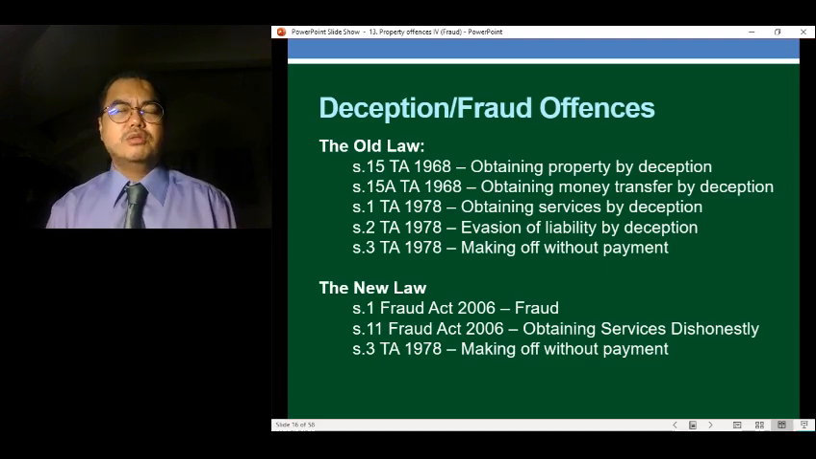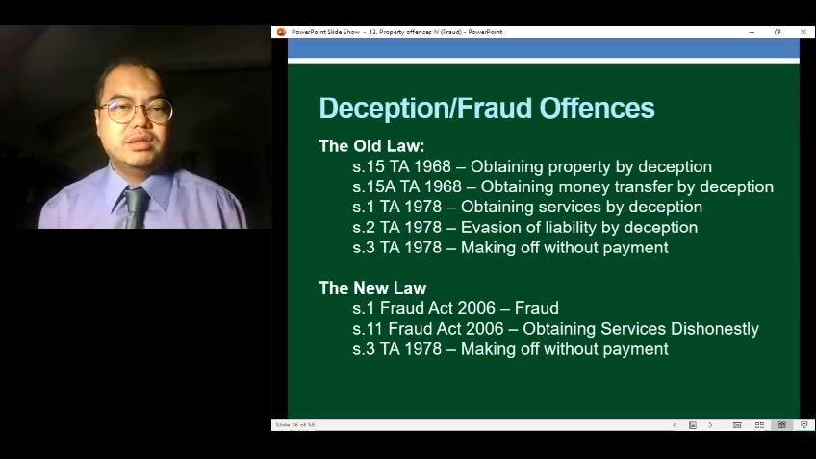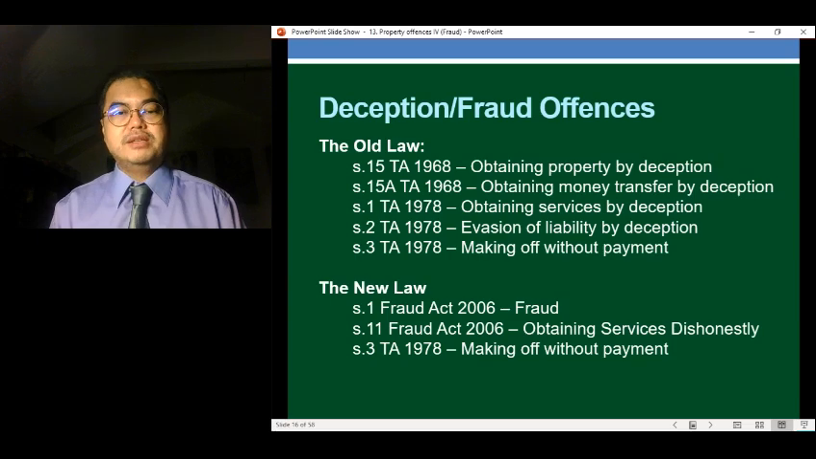Right, the new law was created to try to simplify things, because under the old law there was a lot of overlap, and there's a question about whether we really need to particularize so many different kinds of offenses when, at the end of the day, it's a person who receives something through deception. So the new law was created by Parliament, the Fraud Act 2006, and the key offences we're going to look at are Section 1, the offence of fraud itself, and Section 11, the offence of obtaining services dishonestly.